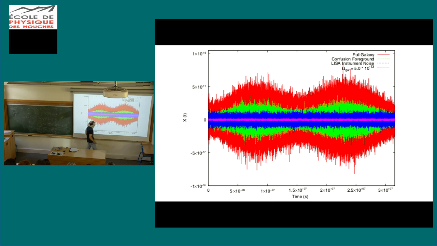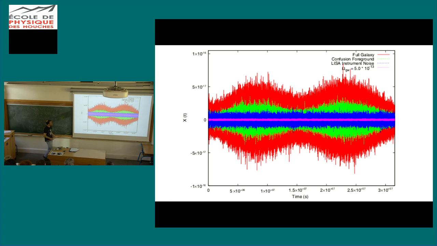The green here shows you what's left after you subtract off the resolvable ones. So the green is the confusion-limited signal left over from the galactic white dwarf binaries when you subtract out the resolvable ones, okay? But still, this green one is much greater than the instrumental noise, which is shown here in blue, okay? And I showed that last time as well. There is this modulation with a period of 6 months that has to do with the orbit of LISA around the sun at two times during the year. It's maximally pointing toward the center of the galaxy.